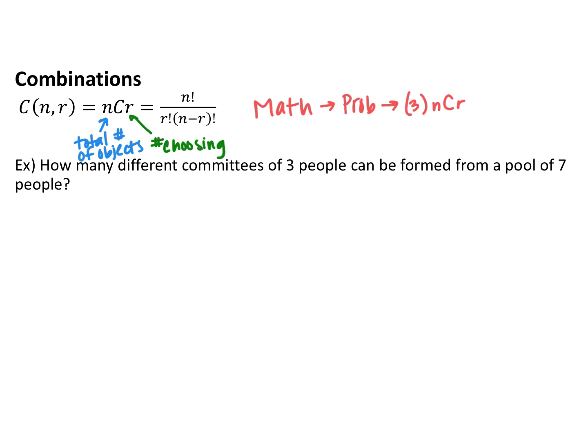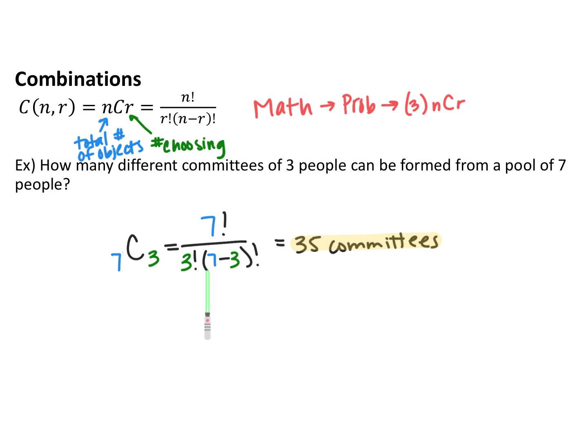So how many different committees of 3 people can be formed from a pool of 7 people? So we have 7 people to choose from, and we're choosing 3. Order doesn't matter. So whether you use the full formula or you use the NCR button on the calculator, you have 7 objects, you're choosing 3 of them, so 7 choose 3, and you have 35 committees.